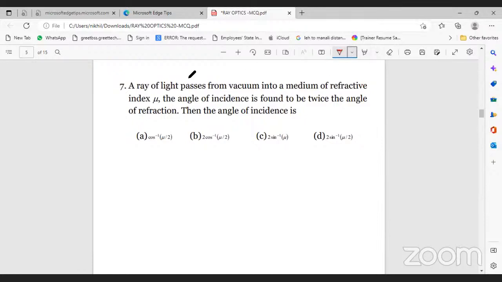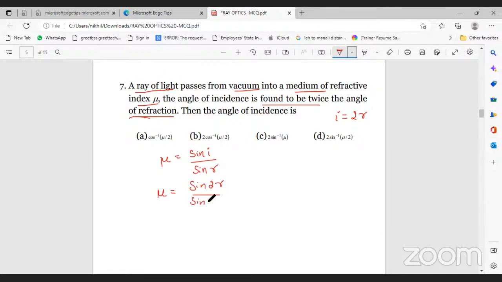Look at the next problem. A ray of light is passing from where to where? Vacuum to medium. The refractive index is mu. So when it comes from vacuum to medium, what is this Snell's law? Mu is equal to sine i divided by sine r. The angle of incidence is found to be twice the angle of refraction. i is equal to 2r. So I can take i as 2r.